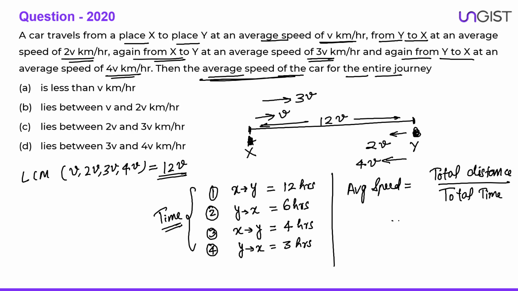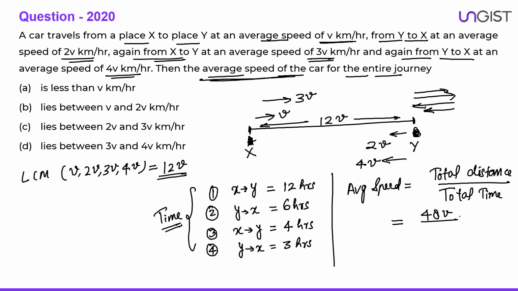So guys, total distance he has covered is 12v, 12v, 12v and then 12v. First he went from x to y, then came from y to x, then again goes from x to y, then again y to x. So he has covered the same distance 4 times. So total distance covered is 12v into 4, which is 48v, right?